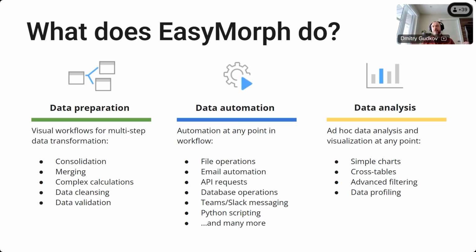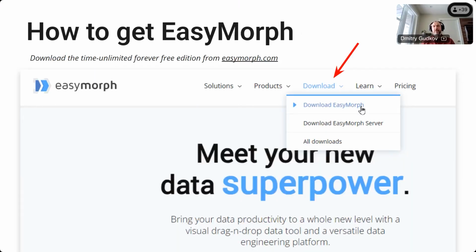If you haven't heard about EasyMorph previously, and if you have never tried the application, it's super easy to get. We have a time unlimited, data volume unlimited, forever free edition that you can use just by downloading and installing it on your machine. It's a Windows application, so you should have a Windows computer. So just go to our website, easymorph.com, press download, select download EasyMorph, and voila, you have it running on your desktop. It comes with examples.